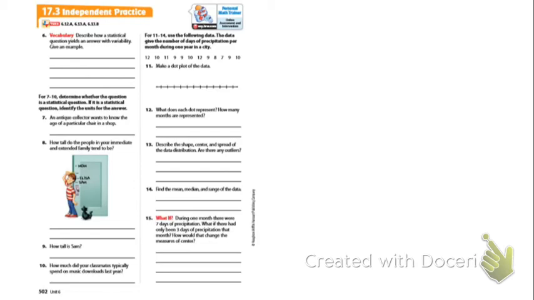Okay, number 8. How tall do the people in your immediate and extended family tend to be? Well, that's going to vary, ladies and gentlemen. Not all your family is 5 foot 10 inches. Not all the individuals in your family are 5 foot 3 inches. Everybody varies, so that is a statistical question. How tall is Sam? Well, that is not statistical because Sam is 5'4" and that's it. He's not varying, at least that day.